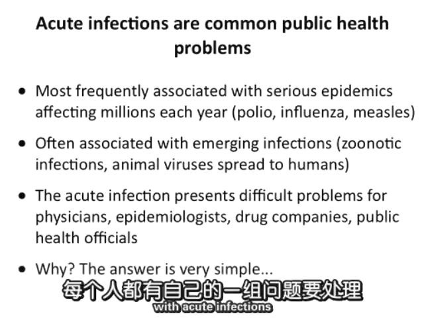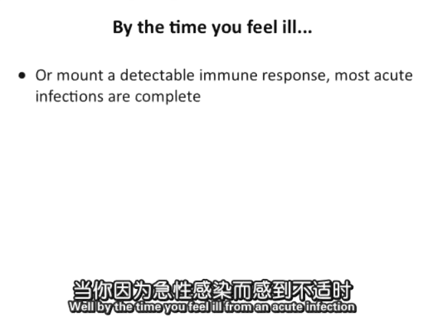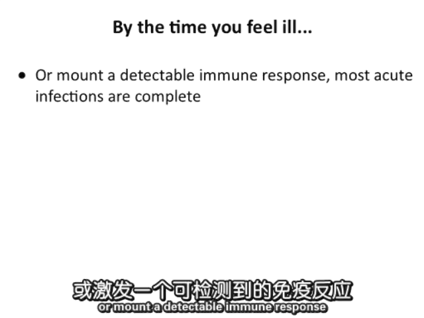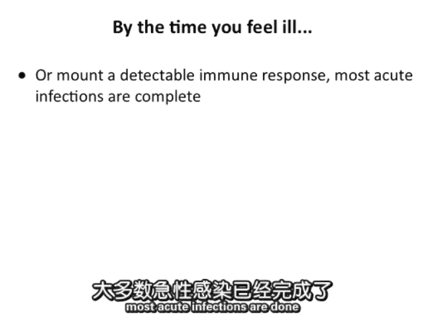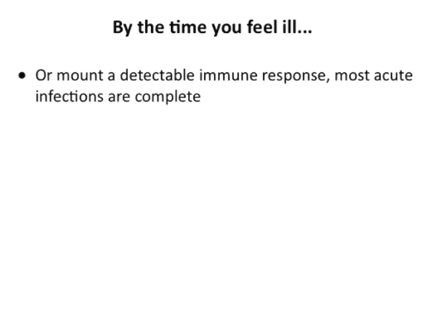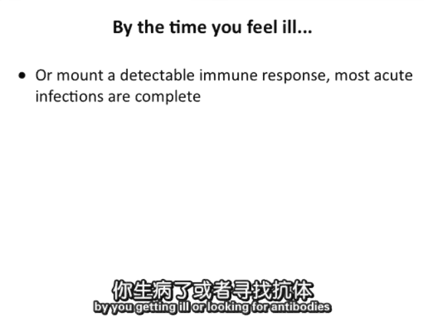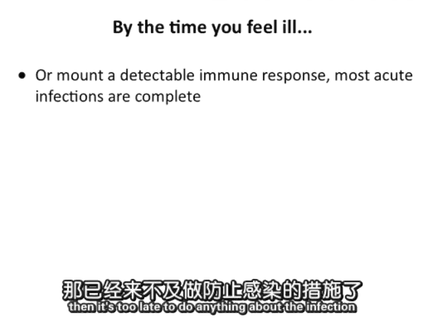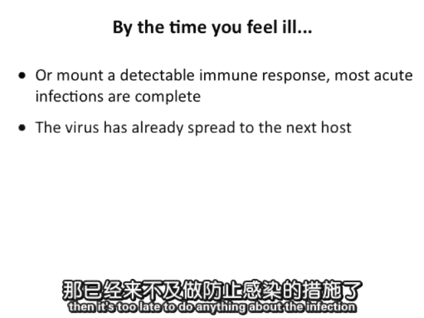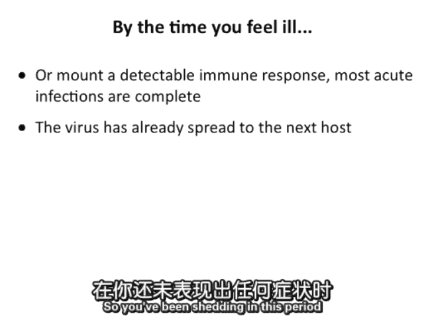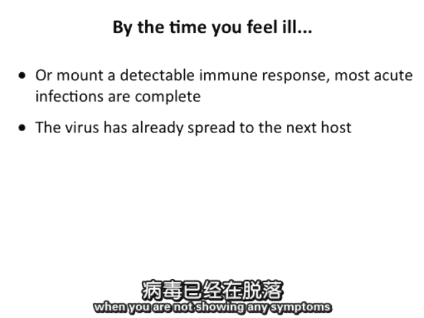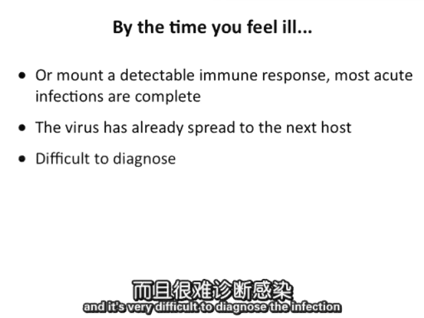Acute infections. So why is that? Well, by the time you feel ill from an acute infection or mount a detectable immune response, most acute infections are done. All right? So think about that. If the way you detect an infection is by you getting ill or looking for antibodies, then it's too late to do anything about the infection. The virus has already spread on, so you've been shedding virus in this period when you're not showing any symptoms, so you're infecting others, and it's very difficult to diagnose the infection.